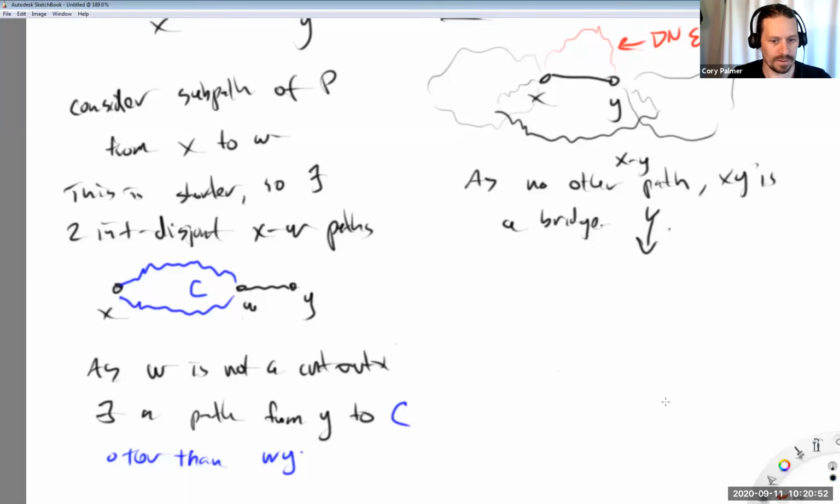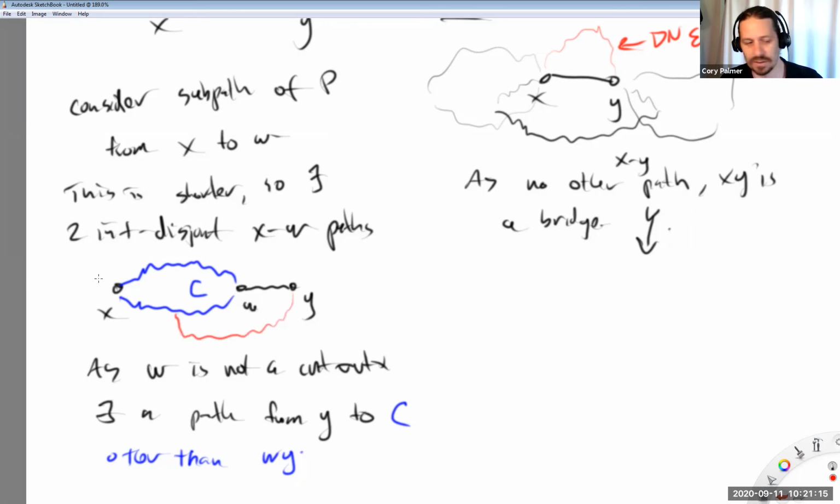Okay? I'll actually put that one in red and then we'll be done here. Let's make sure we're on the same page here. If there was no way of getting from Y over to the blue stuff here, then removing W would split off Y from what's left in the blue stuff, right? That would mean W is a cut vertex. W is not a cut vertex, so there's some way of traveling from Y to C.